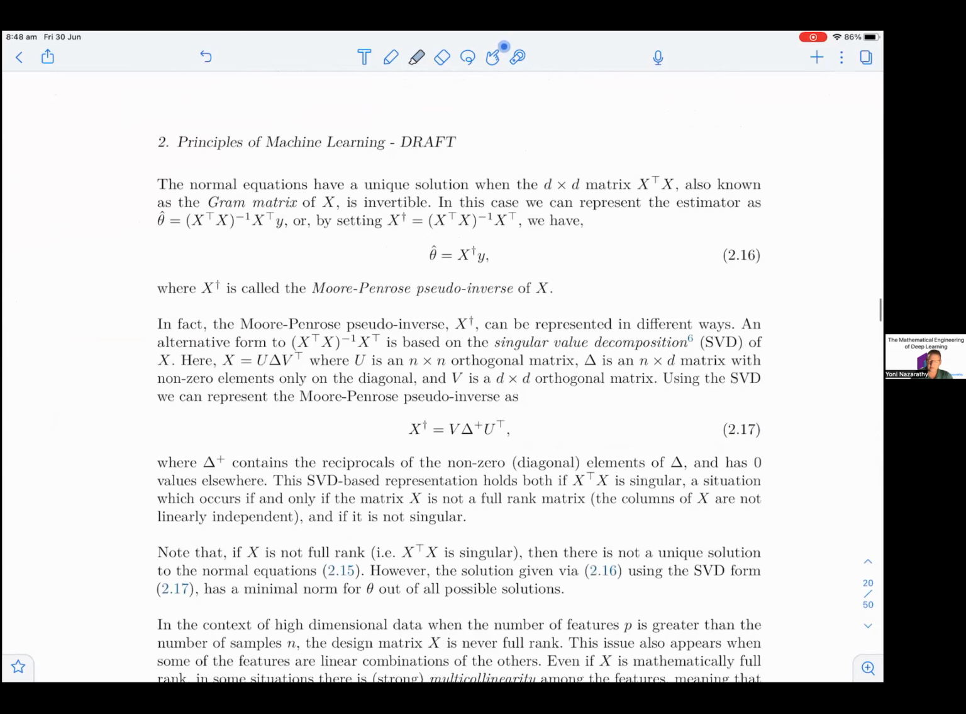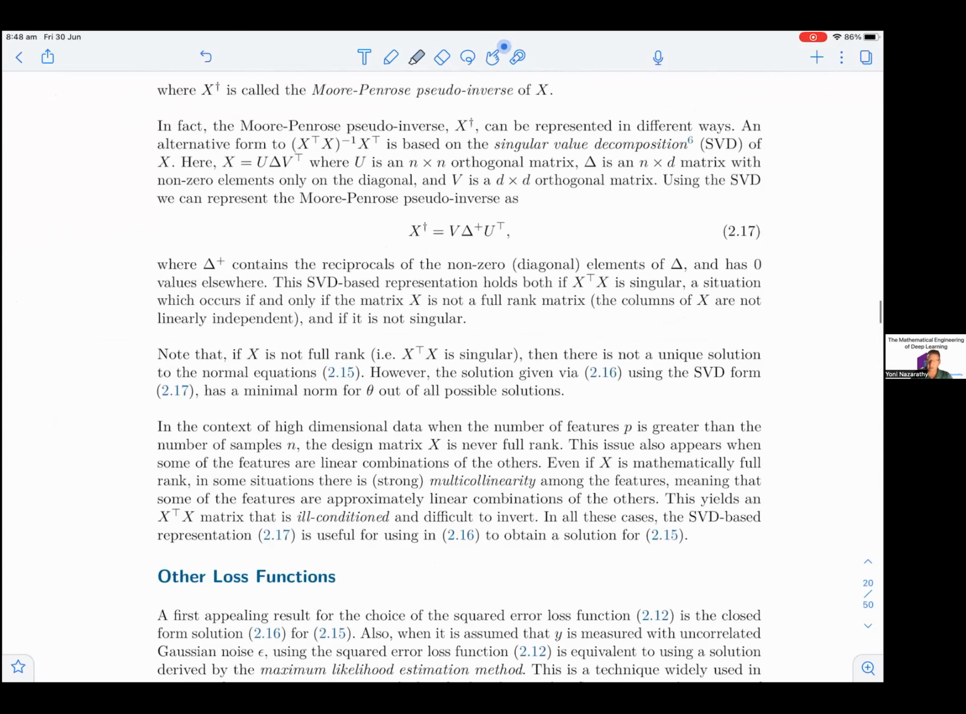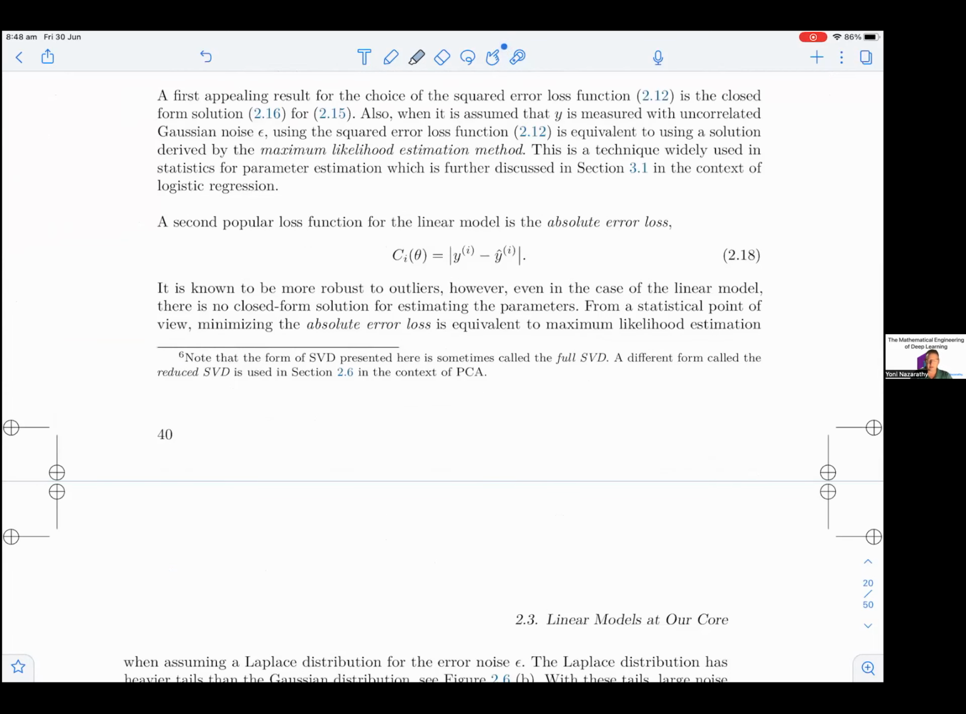Also, when it is assumed that y is measured with uncorrelated Gaussian noise epsilon, using the squared error loss function 212, the squared error loss function that we used, is equivalent to using a solution derived by the maximum likelihood estimation method, discussed more in the next chapter. This is a technique widely used in statistics for parameter estimation, which is further discussed in section 3.1 in the context of logistic regression.